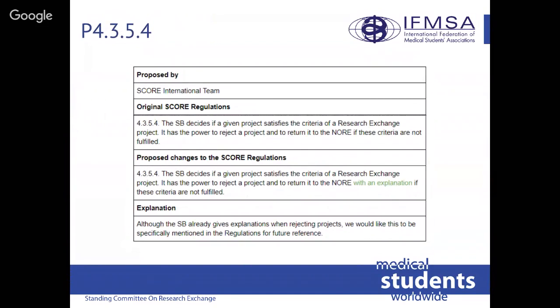Then we have 4.3.5.4 that states that the SB decides if a given project satisfies the criteria of a research exchange project. It has the power to reject a project and return it to the NORI if these criteria are not fulfilled. What we want to add is that it must be returned to the NORI with an explanation of why it wasn't accepted. Although the supervising board has already been doing this, we would like this to be mentioned in the regulations for future references and for the future supervising board members to continue this work of giving proper explanation to NORIs of why projects are not accepted.